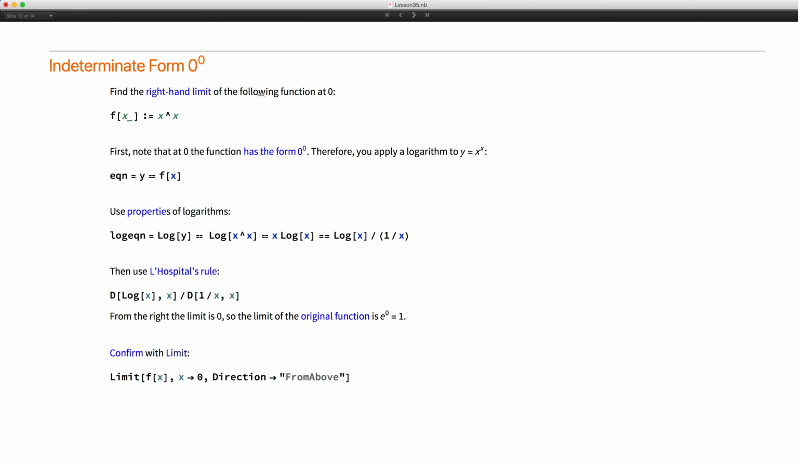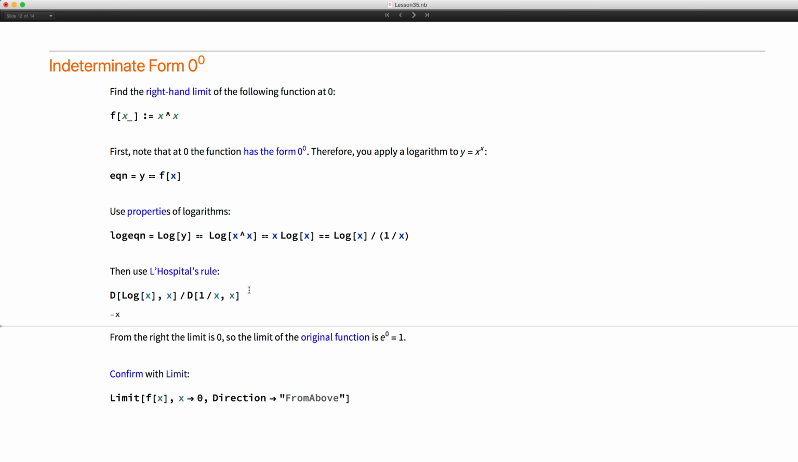As another example, let's take 0 raised to 0. So when you take x raised to x and apply 0 to it, you get back 0 raised to 0. But then again, you think of it as being a logarithmic case, so apply logarithms and you get back x log x, like over here, but then write that as log x over 1 over x, apply L'Hopital, and you get back that when x is 0, the answer is 0, so the original limit is just going to be e raised to 0 equal to 1.